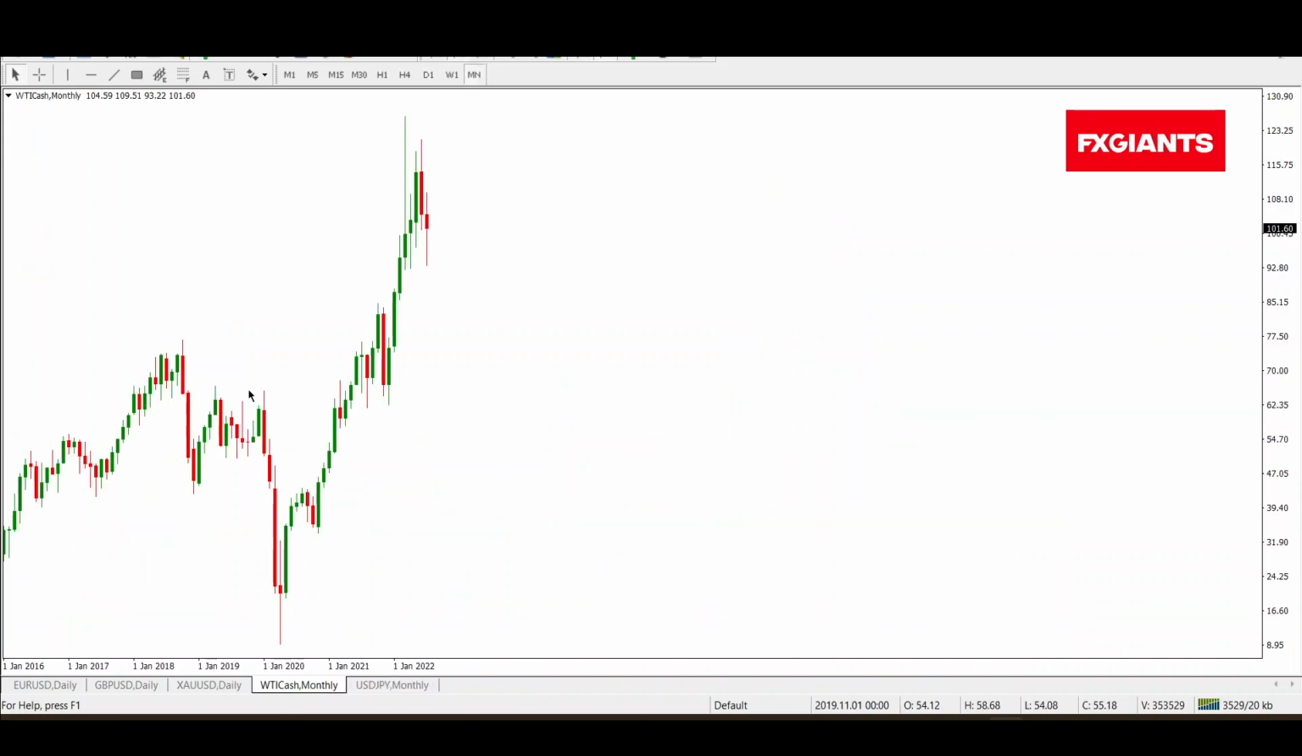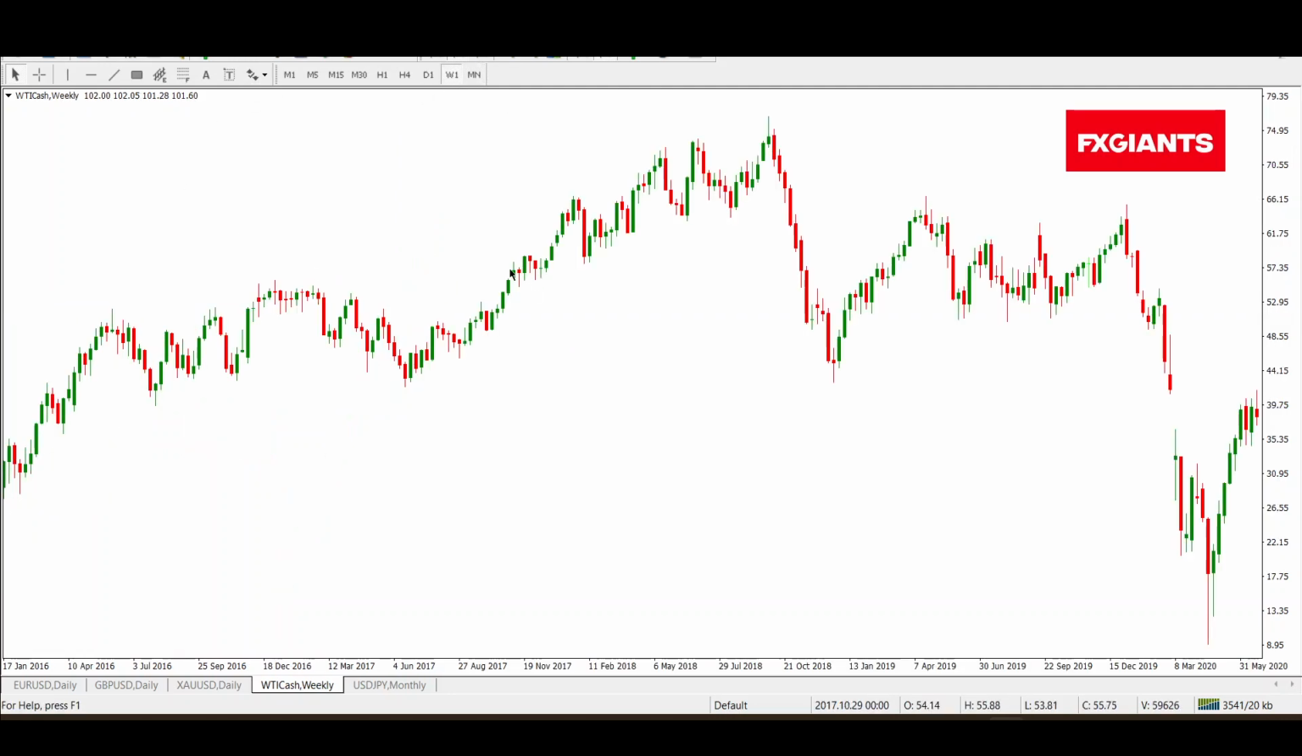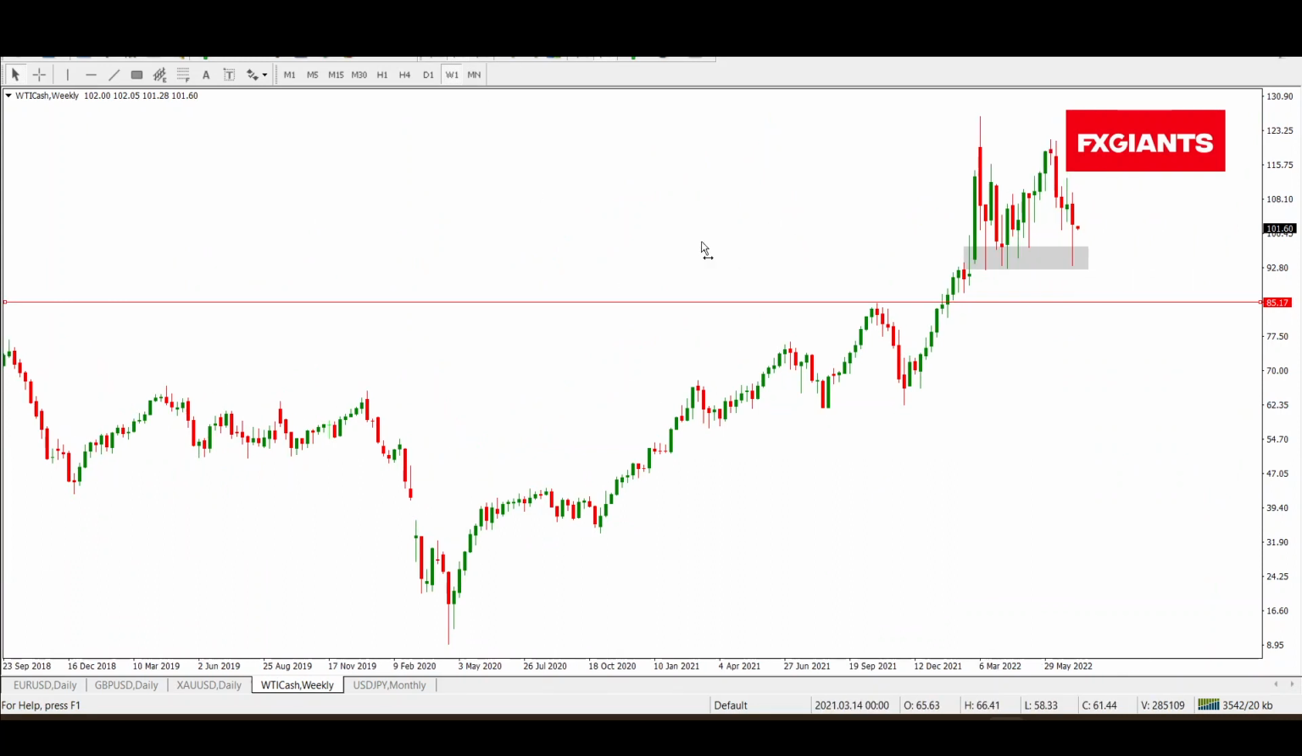So moving to US oil, we can see that we have a massive sell pattern that formed last month on the monthly time frame. With this sell pattern, we can expect that price may come as low as 83.15 on US oil. But before we expect that, let's look at it carefully on the weekly time frame.